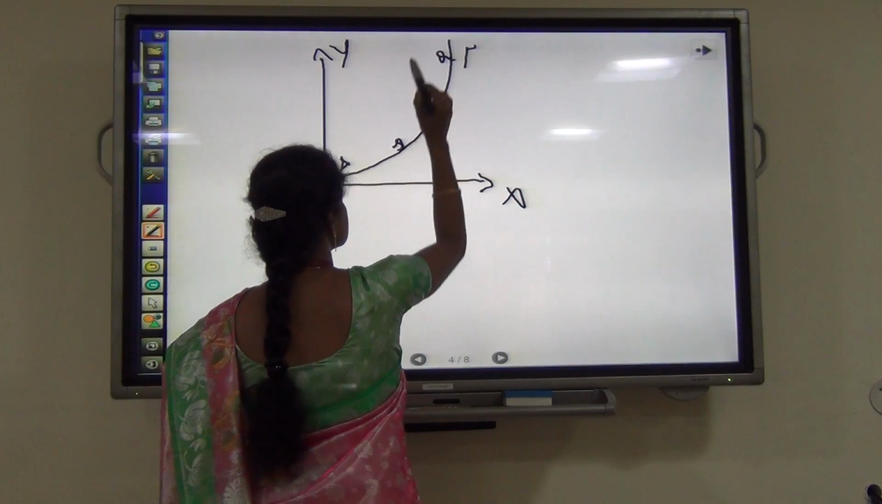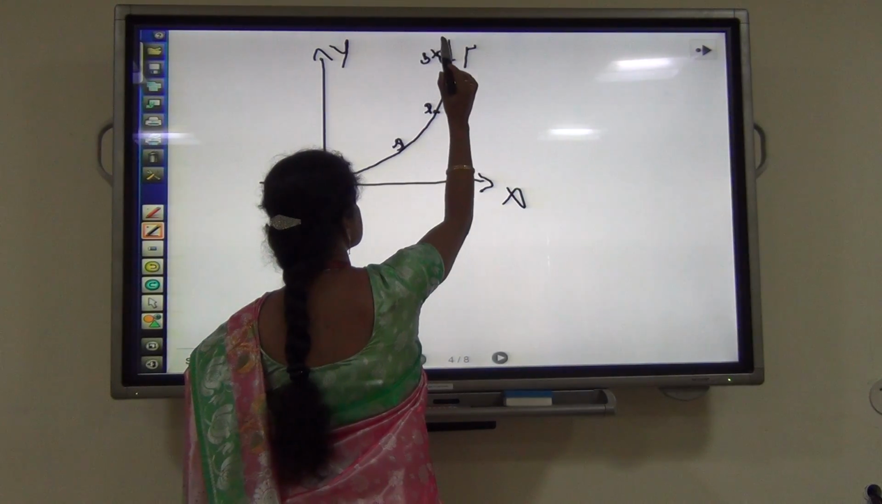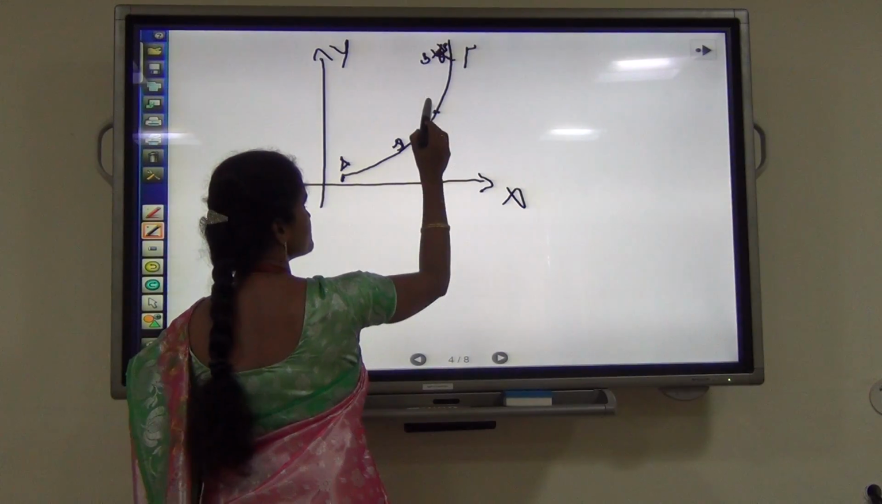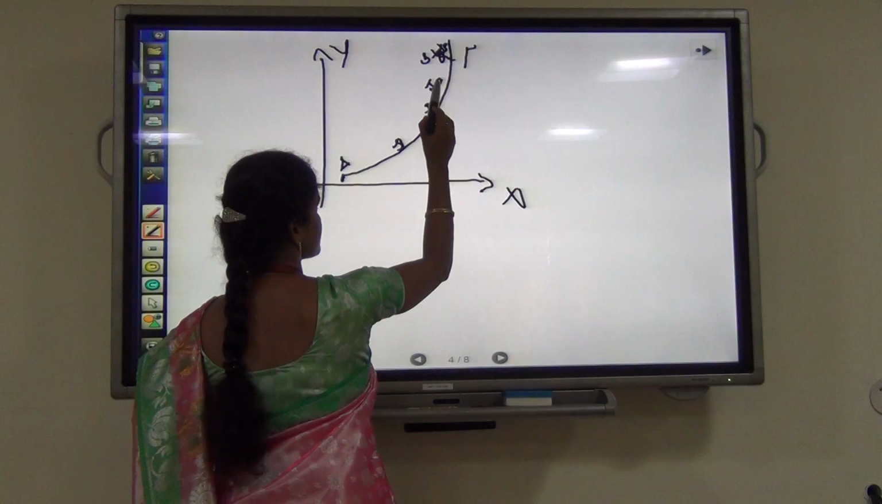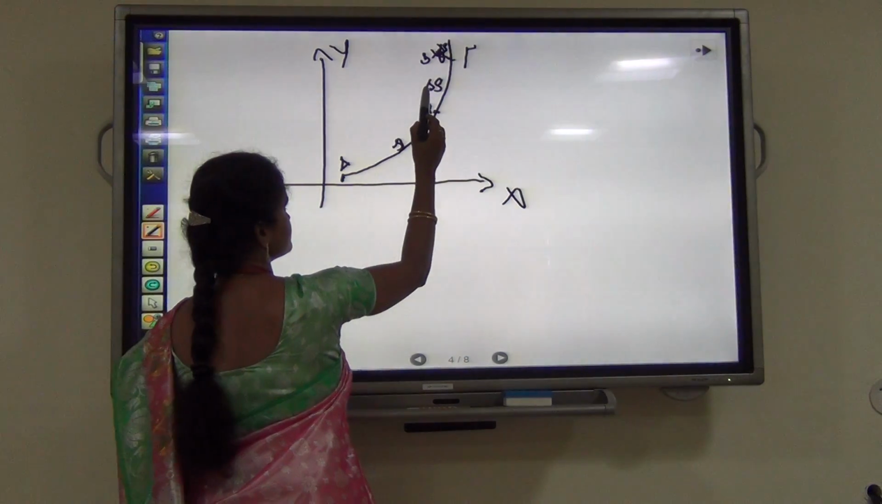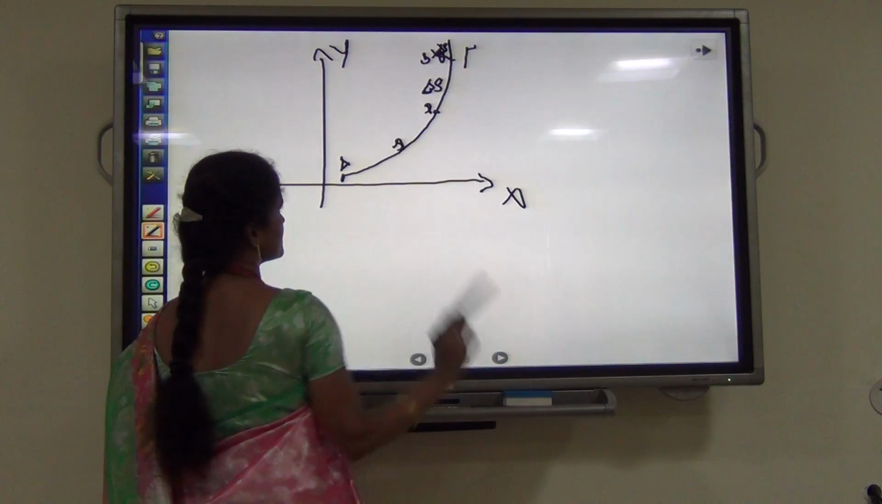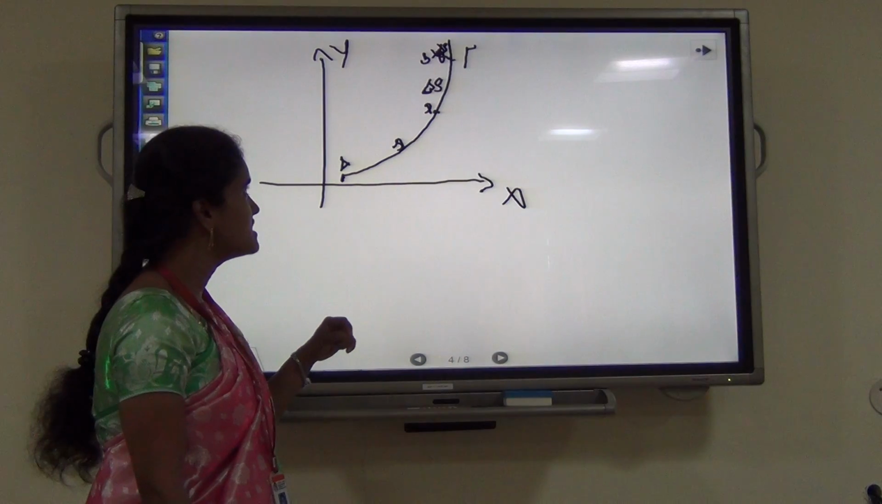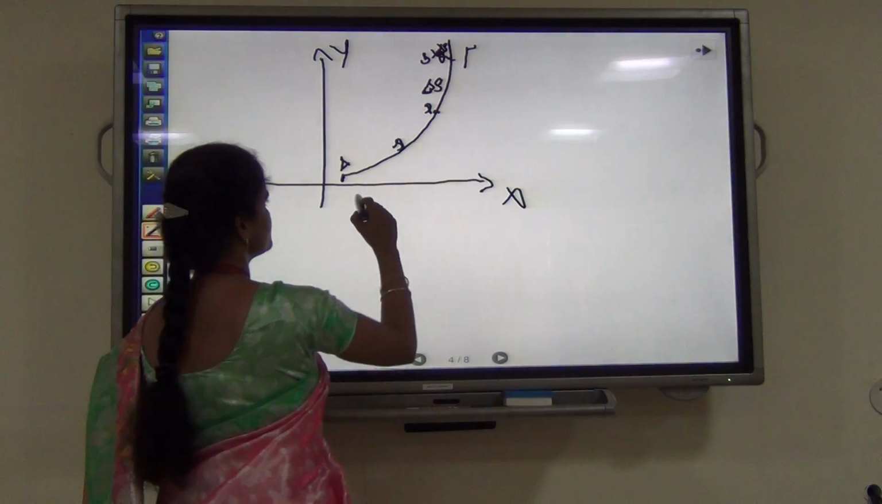the distance could be S plus delta S. So the distance between P and Q is delta S. Now I am going to draw a tangent at P and a tangent at Q.